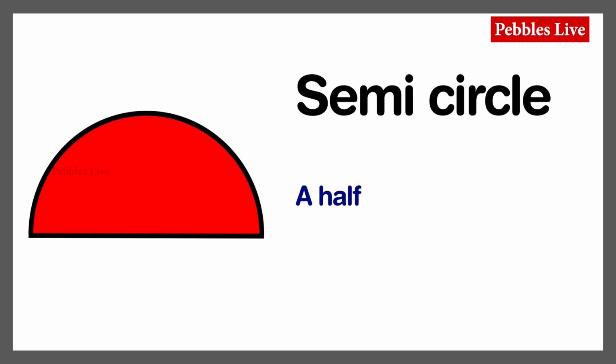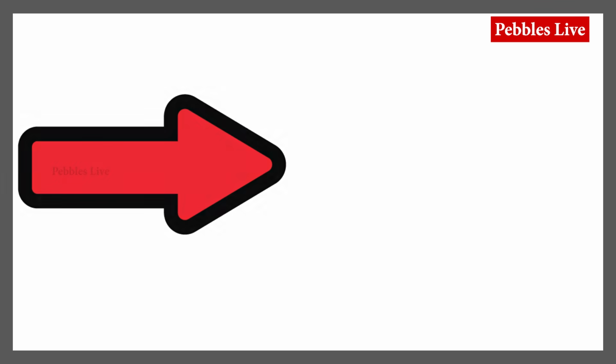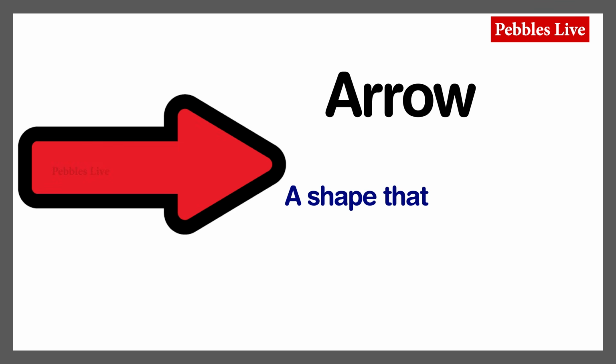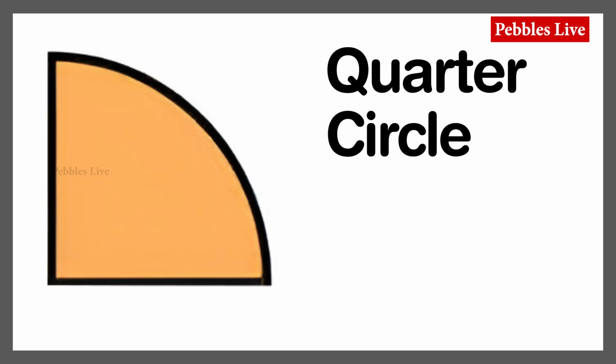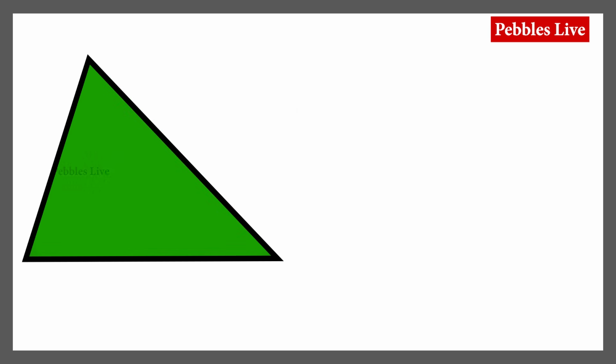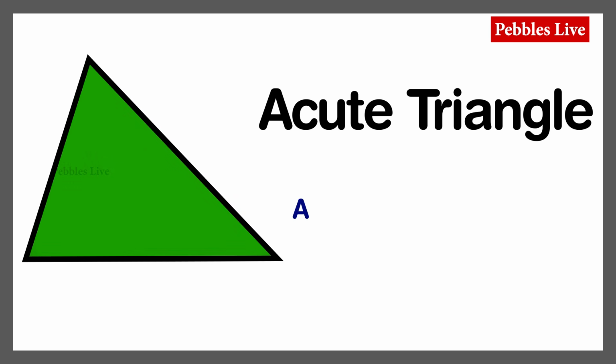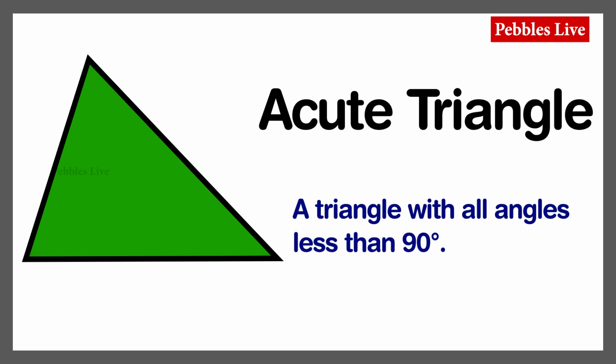Semicircle, a half circle. Arrow, a shape that points in one direction. Quarter circle, one-fourth of a circle. Acute triangle, a triangle with all angles less than 90 degrees.